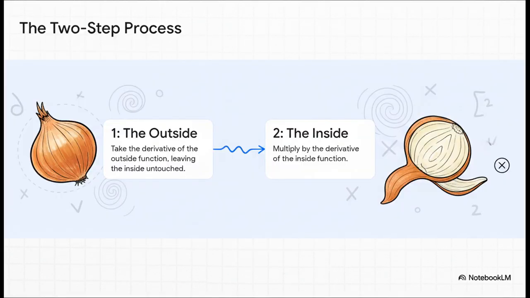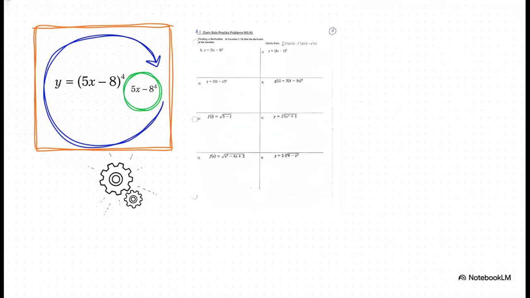Here's a much more intuitive way to think about it. It's basically a two-step process. Think of it like peeling an onion. First, you handle the outermost layer, the derivative of the outside function. Then you just multiply by the derivative of the inside layer. That's it. All right, let's apply this to an actual example.